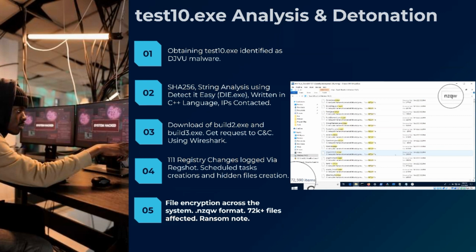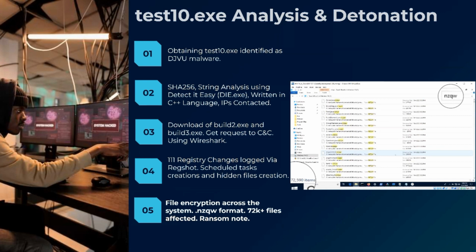Next, using the RegShot tool, we were able to determine that there were 111 registry changes created to the host system when comparing pre- and post-detonation snapshots. We also saw scheduled task creations within the registry where the executable would be auto-detonated every 5 minutes indefinitely via a hidden copy of itself newly created within the C directory.